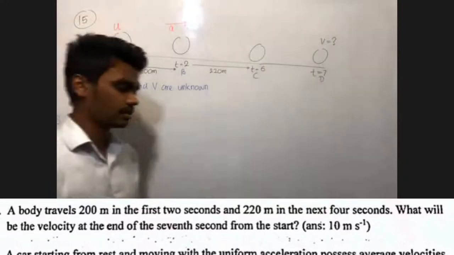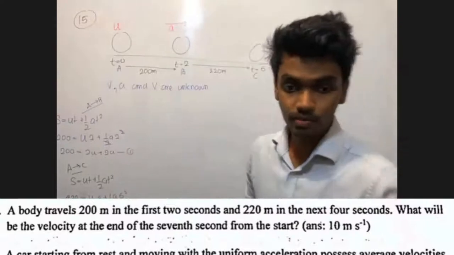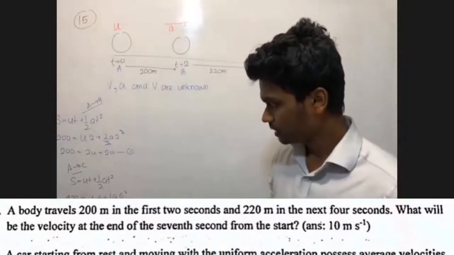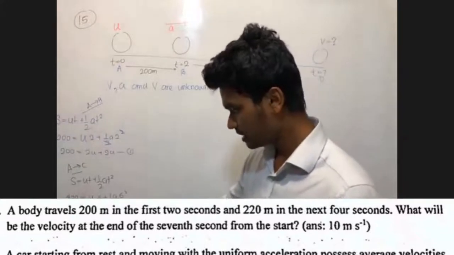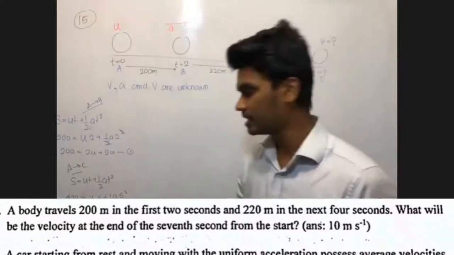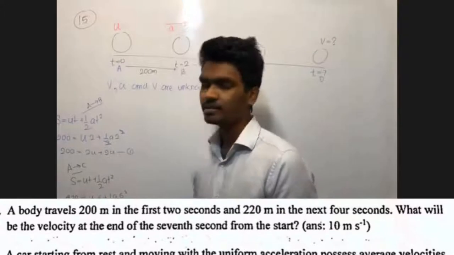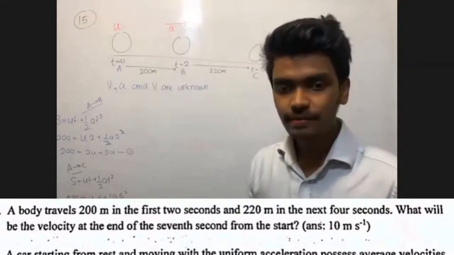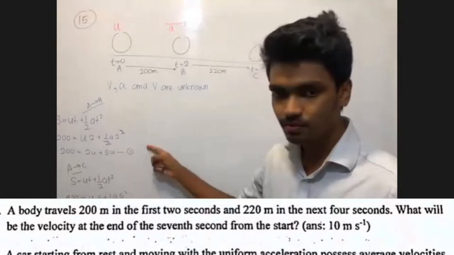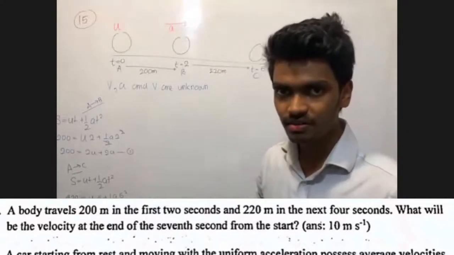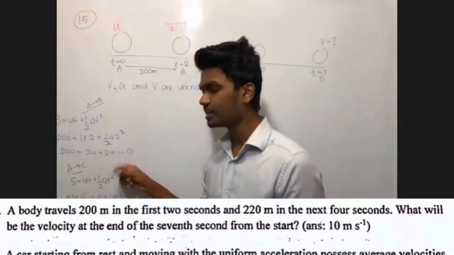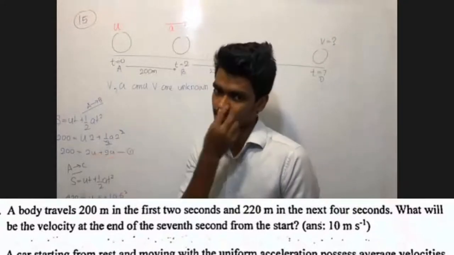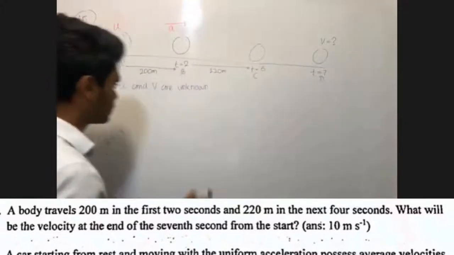2 equations. Now, I have how many equations? 2 equations. What are the unknowns? The initial velocity and the acceleration. The initial velocity is unknown. Acceleration is also unknown, right? So what I will do is, I will solve simultaneous equations. And I will find U, the initial velocity, and the acceleration. Okay, so I will solve that.